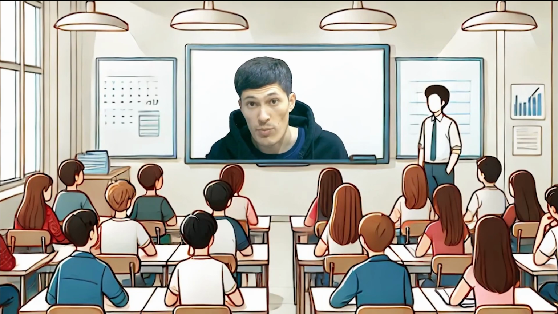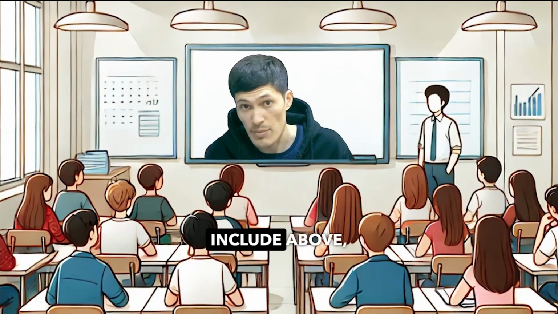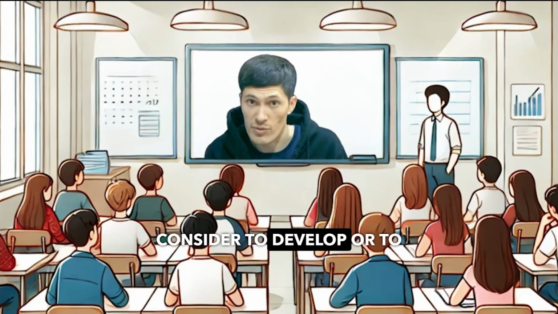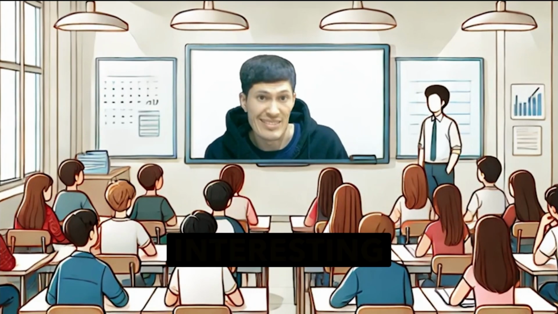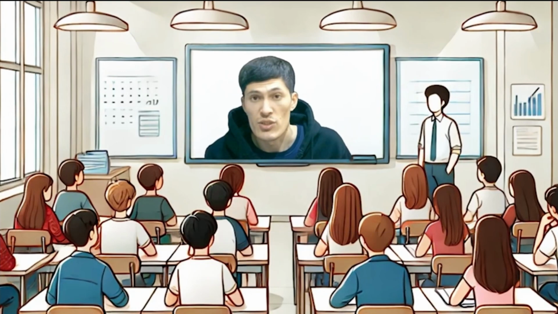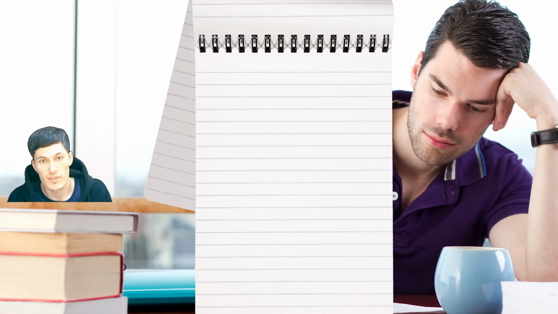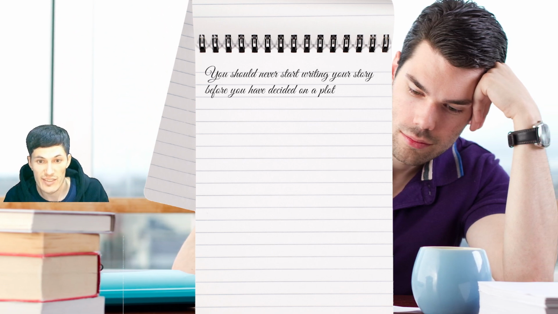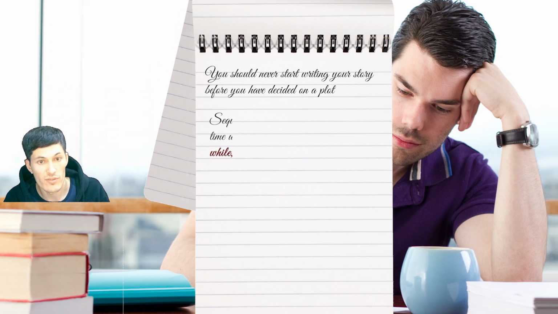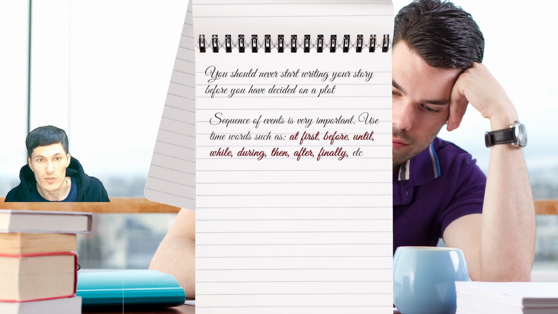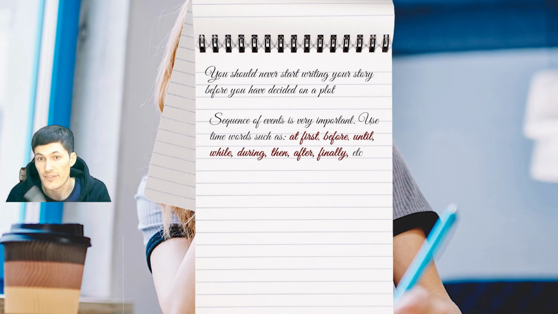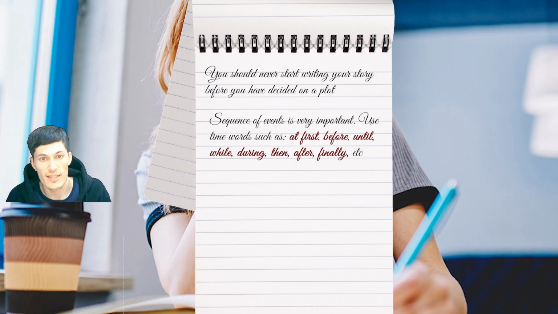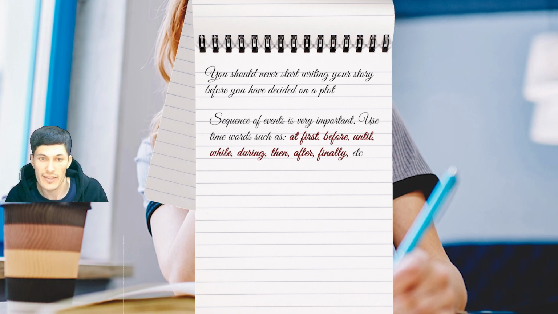Okay, we have seen what parts narratives can include, and now we have some points to consider to make our narratives more interesting and alive. So here we go. First things first. You should never start writing your story before you have decided on a plot. Sequence of events is very important. Use time words such as at first, before, until, while, during, then, after, finally, and so on.